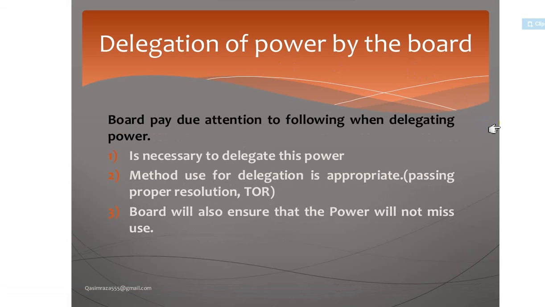Now, the board pays due attention to the following when power is delegated. When power is delegated to someone, the board pays attention to these three points. First, is it necessary to delegate this power? If it's necessary, they will delegate the power; if not, they won't. Second, the method of delegation is appropriate, passing a proper resolution, so the method is clear on how to delegate this power. Third, the board will also ensure that the power delegated to other members will not be misused.